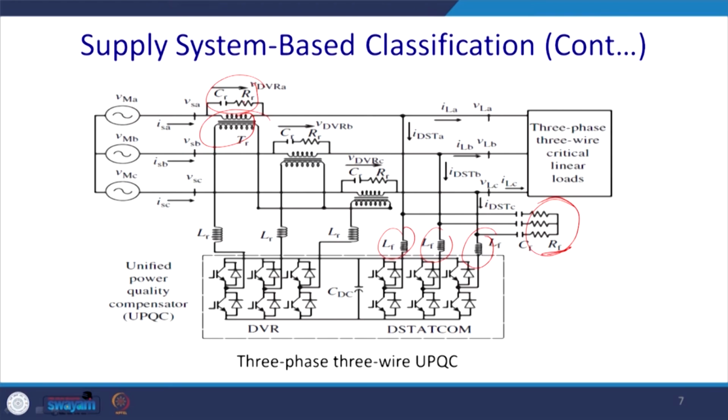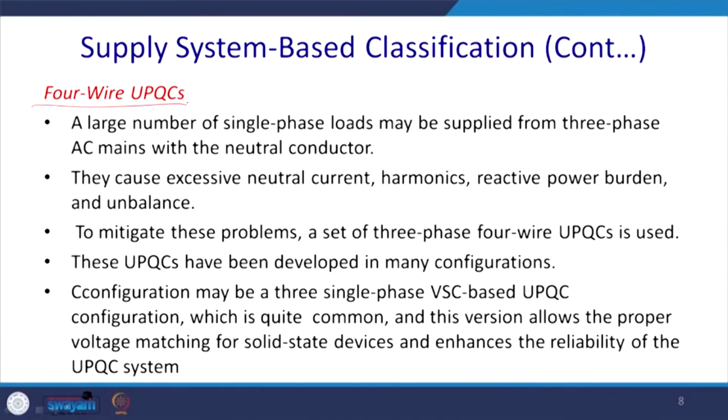So, this is the principle of operation of the 3-phase 3-wire 2-level UPQC. Similarly, we have a problem of the neutral current, and thus we have a problem of unbalance. So, we wanted to compensate, and instead of putting a single-phase unit in each phase, we will require to combine them and put it as a 3-phase 4-wire system.